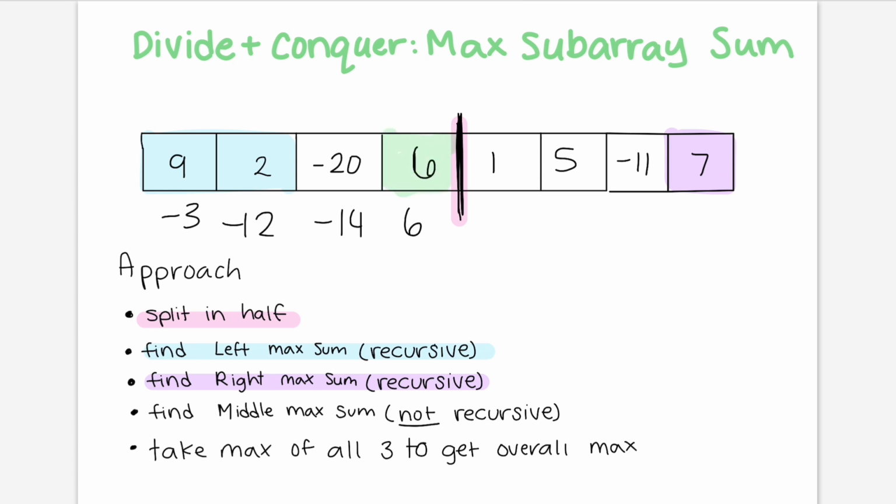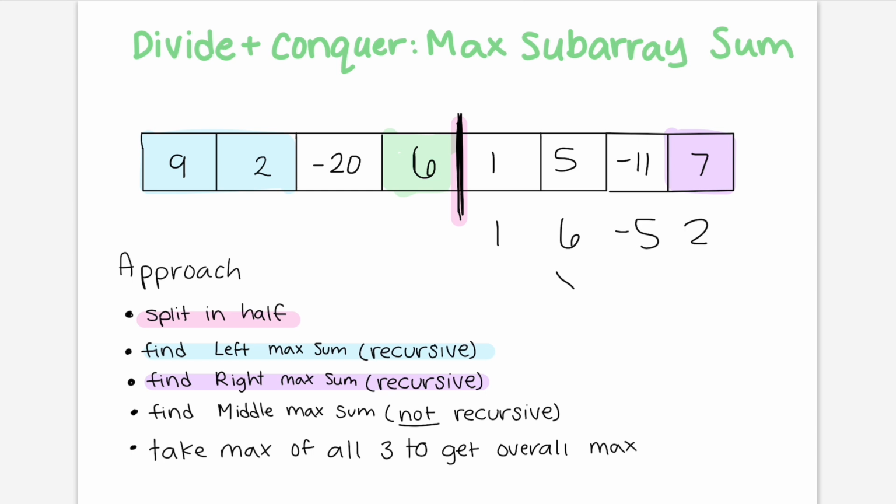And we're going to do the same exact thing on the right side. So starting from the middle, our max subarray is 1, and then plus 5 is 6, minus 11, that is negative 5, plus 7 is 2.